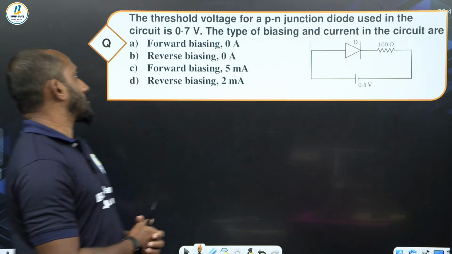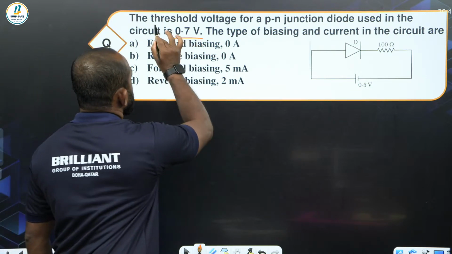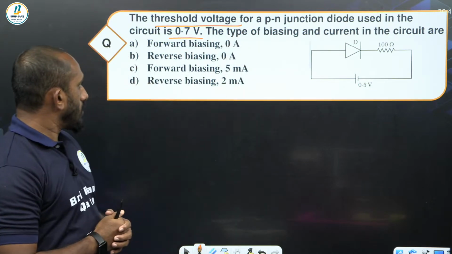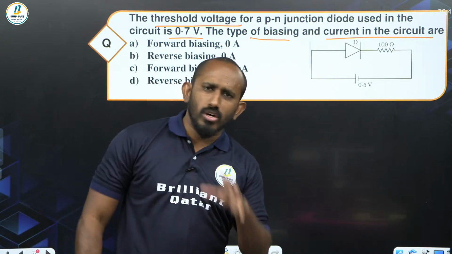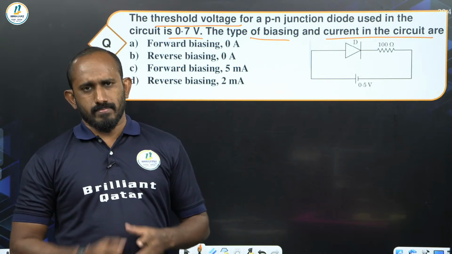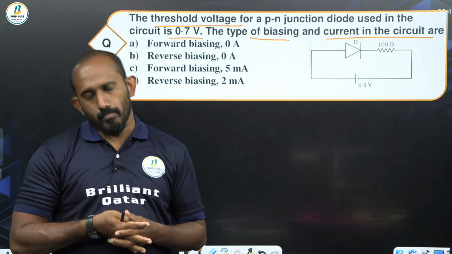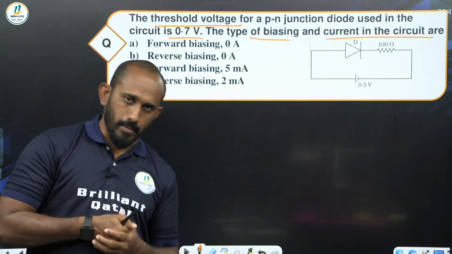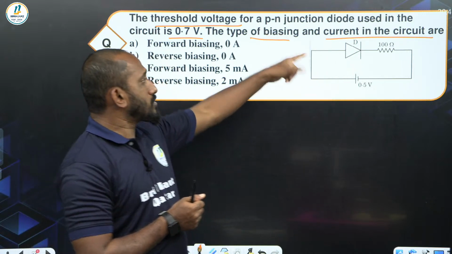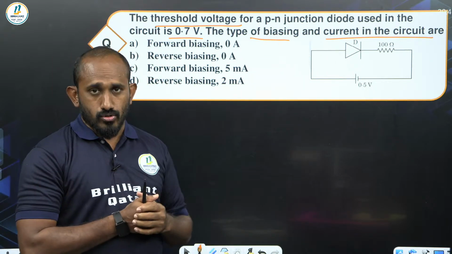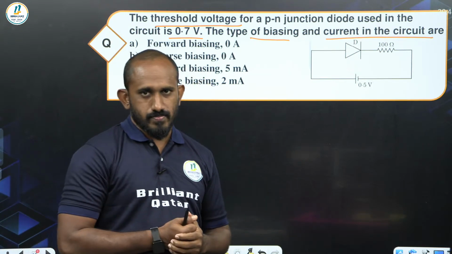The threshold voltage for a PN junction diode used in the circuit is 0.7 volt. The type of biasing and current in the circuit are? Threshold voltage is nothing but the potential barrier, the minimum voltage required for a diode to conduct current. That's called the potential barrier or threshold voltage. It's given as 0.7 volt. Then in the circuit, which biasing is there and what current is flowing? We have 2 biasings, forward bias and reverse bias.